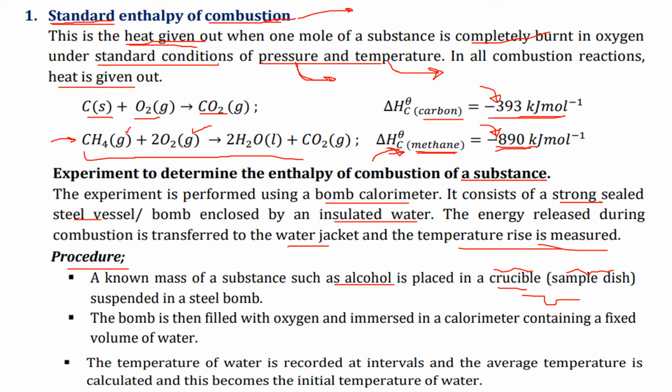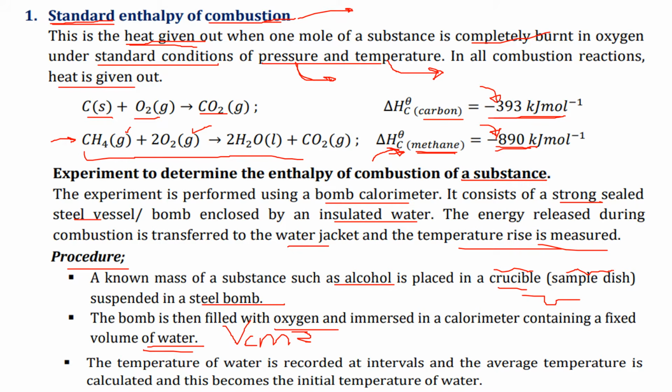And then after that, we suspend it in a steel bomb. The bomb is then going to be filled with oxygen and is going to be massed in a calorimeter which is containing a fixed volume of water. The volume of water that is present in the calorimeter must be known according to the procedure. For example, it must be V centimeters cubed.